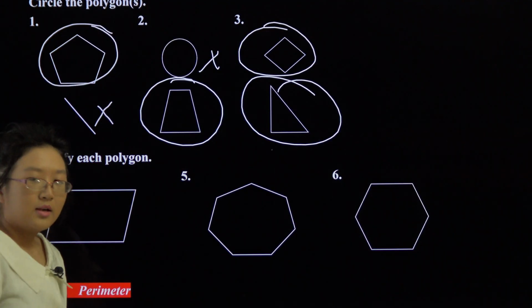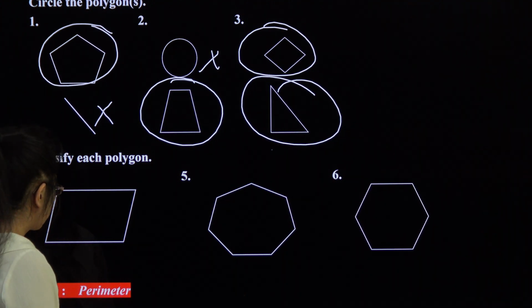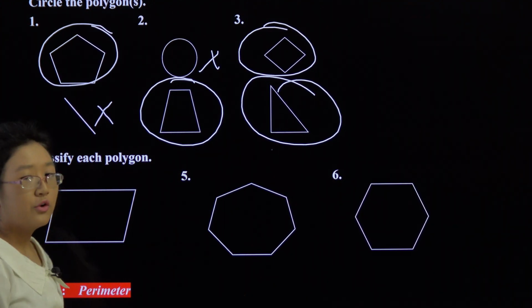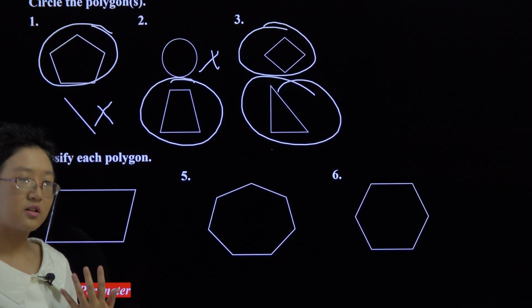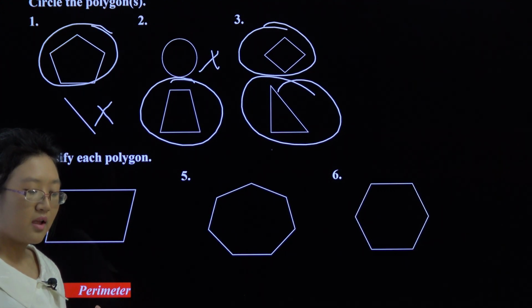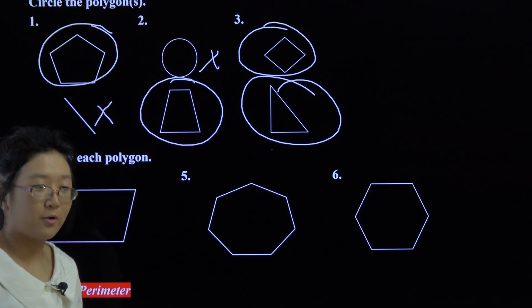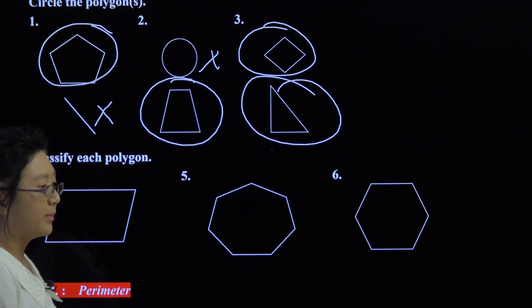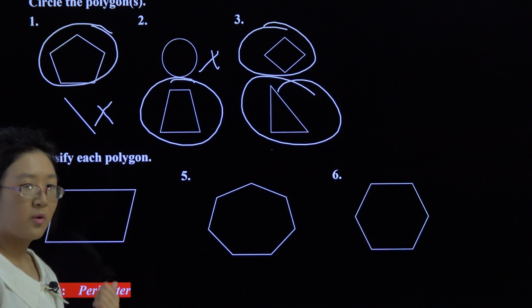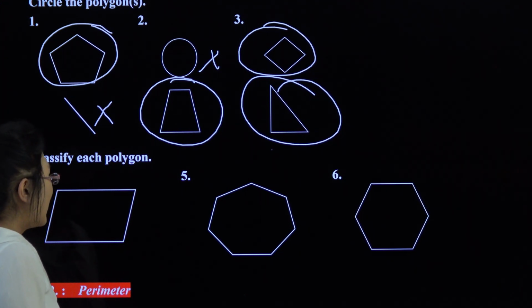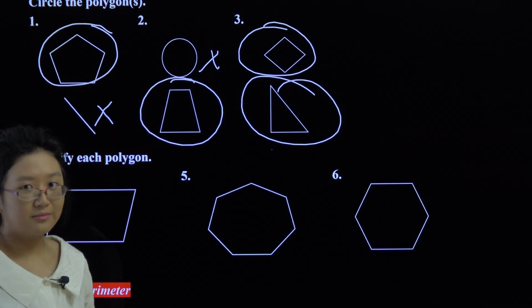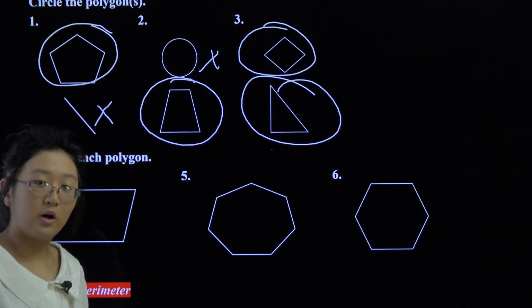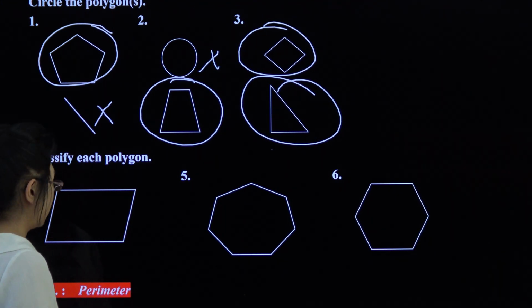We go down, classify each polygon. To do that, we just count the number of sides, at least for now. There are specific types of polygons, say 4-sided polygons. You know that there's squares and rectangles and parallelograms. Remember, we learned this in grade 3. But right now, by classify, they mean quadrilateral. Just the blanket term for all polygons that have that specific number of sides.